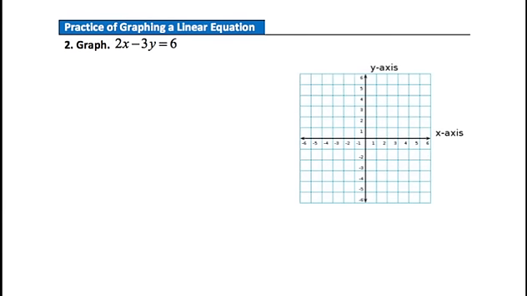Now it's time to check your understanding of graphing a linear equation in 2 variables. Go ahead and pause your video player and answer this practice question. When you're done, hit play to see how you did.